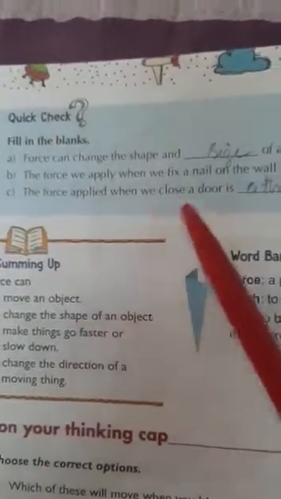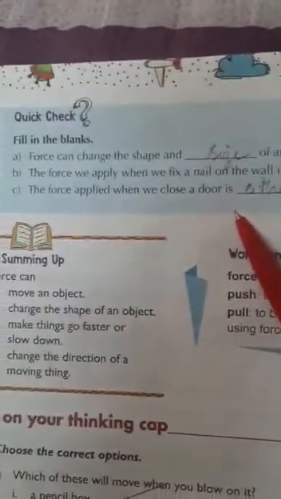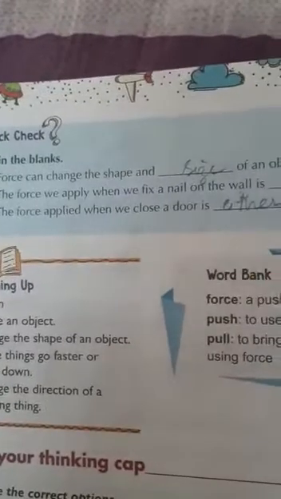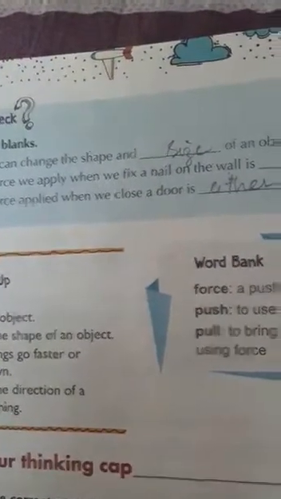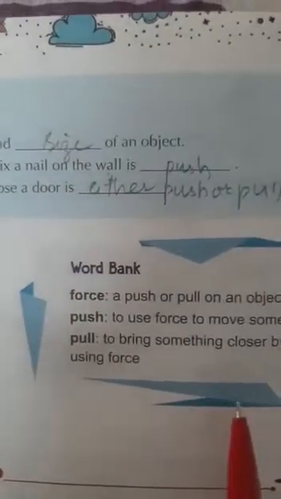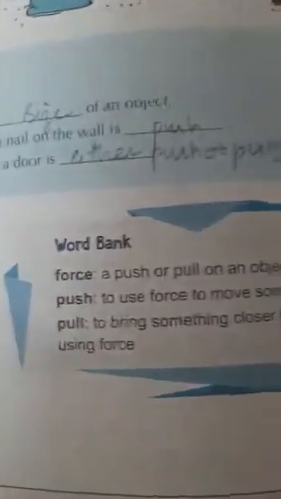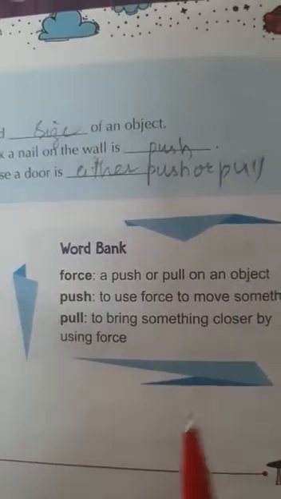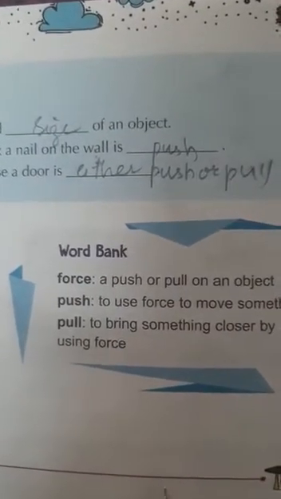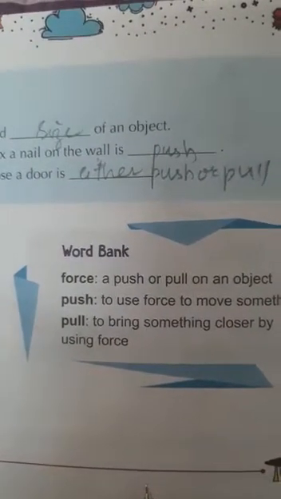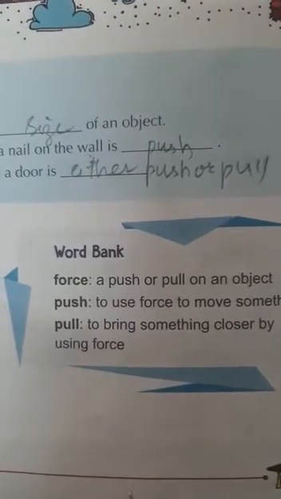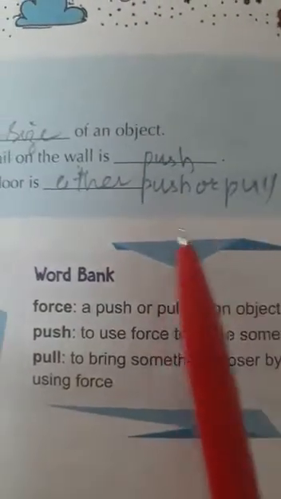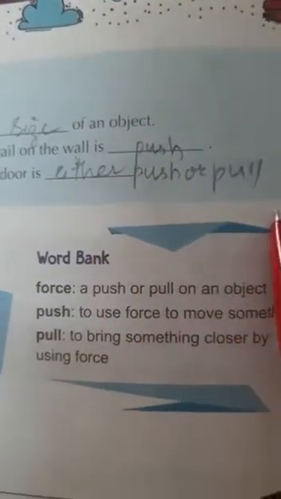The force applied when we close a door is, when we close a door, this action can be push or pull, both, because if we are closing the door from outside, then we are pushing it. If we are closing the door from inside the room, it means we are pulling it. So this action can be push or pull. So here we have written either push or pull.